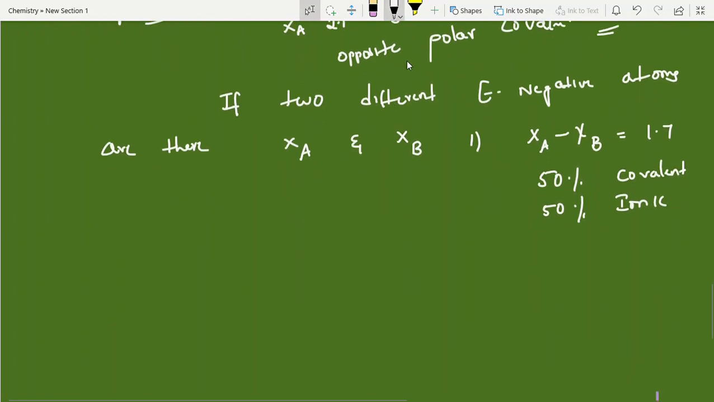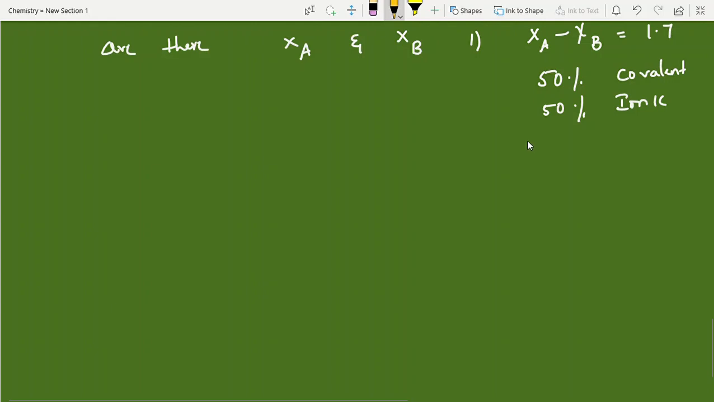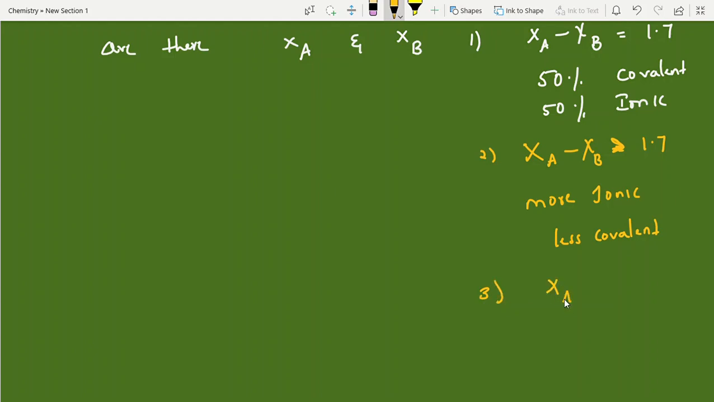Now the next point. Second point: XA minus XB, after calculation, if the electronegativity difference is greater than 1.7, then you can say it is more ionic, less covalent. Next, third one: XA minus XB less than 1.7. Can you guess what this is? Exactly the opposite of the second point: more covalent, less ionic. How much ionic percentage, how much covalent percentage, everything we can decide now.